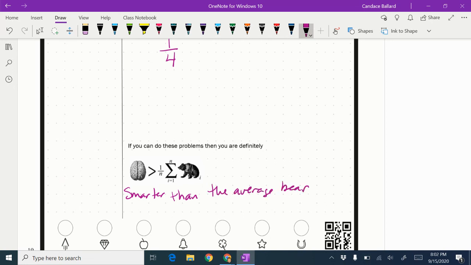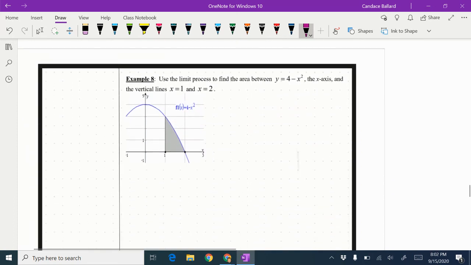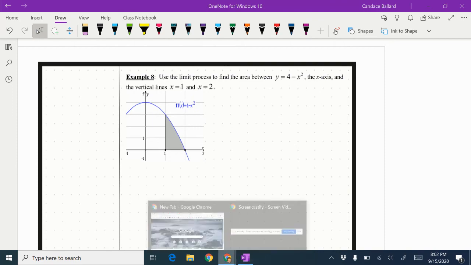And I don't know if you know who Yogi Bear is, but Yogi Bear was a cartoon when I was growing up. And that's what they used to say, that he was smarter than the average bear. All right, I'm going to stop it there, and then we'll do the next one.